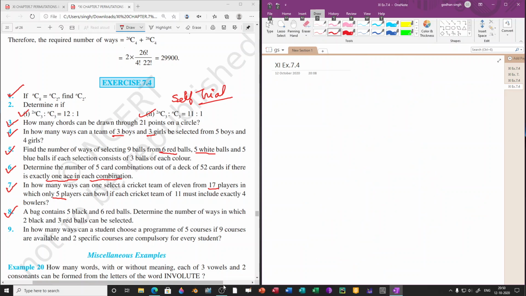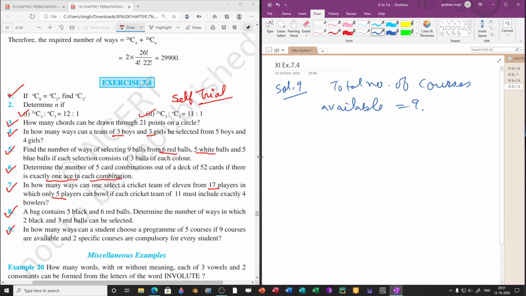Exercise 7.4, question number 9. In how many ways can a student choose a program of 5 courses if 9 courses are available and 2 specific courses are compulsory for every student? So let us solve this question number 9. Solution 9. Total number of courses available, that is equal to 9.